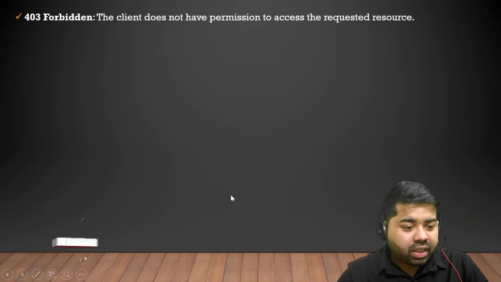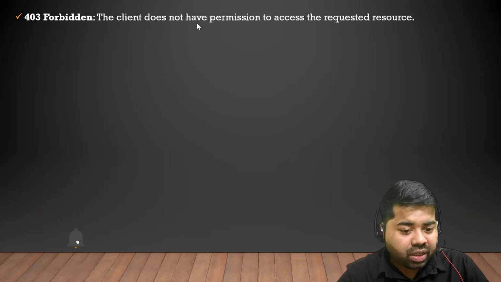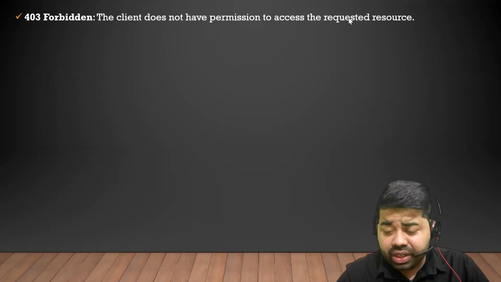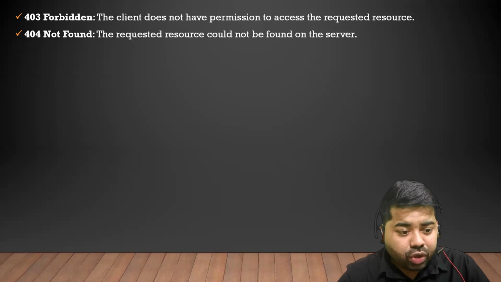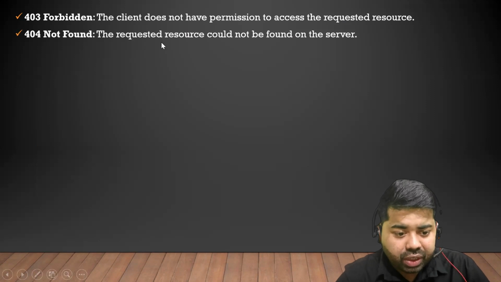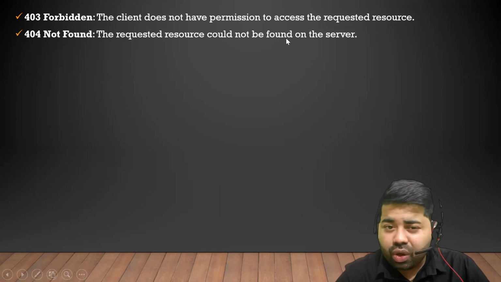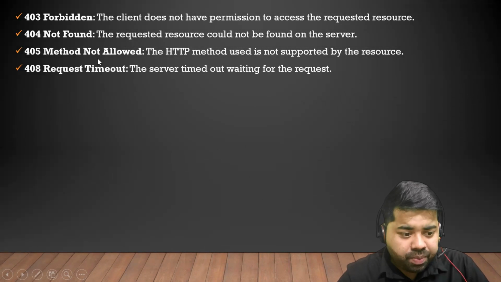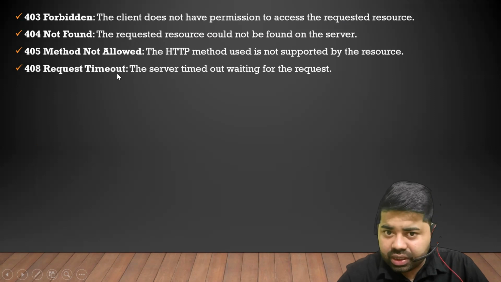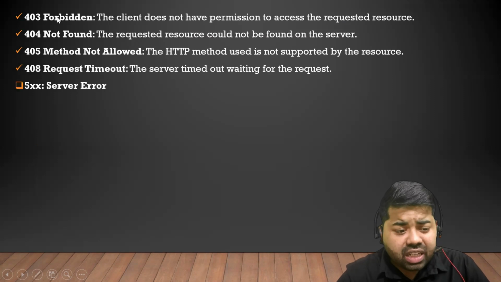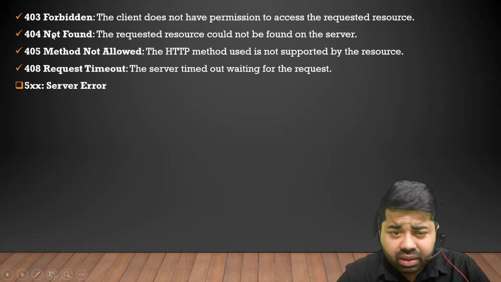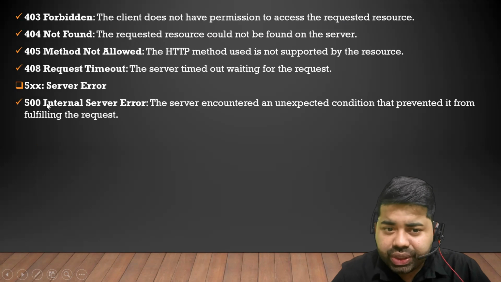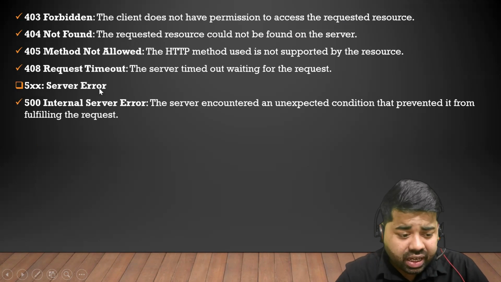Now we have another one, 403: the client does not have permission to access the requested resource. Then 404 not found, which I have already shown you: the requested resource could not be found on the server. Then 405 method not allowed, then request timeout. These are the client side error codes, and we have the 500 series, which is from the server side.